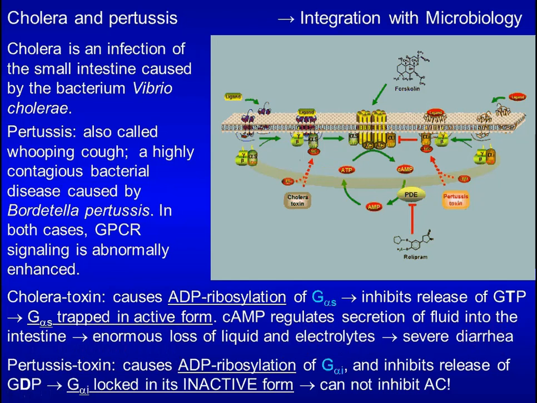Pertussis toxin causes ADP ribosylation of G-alpha I and inhibits the release of GDP from G-alpha I. Therefore, G-alpha I is trapped in its inactive form and cannot inhibit adenylate cyclase.